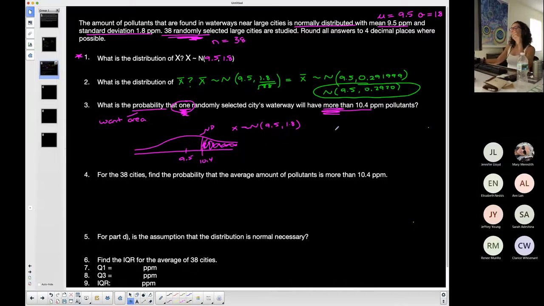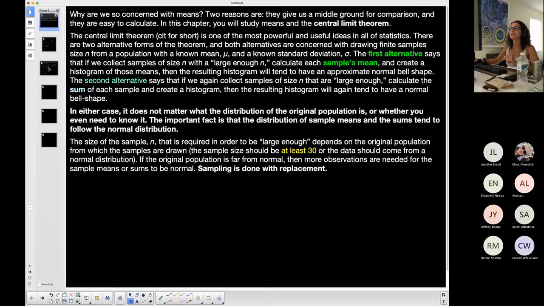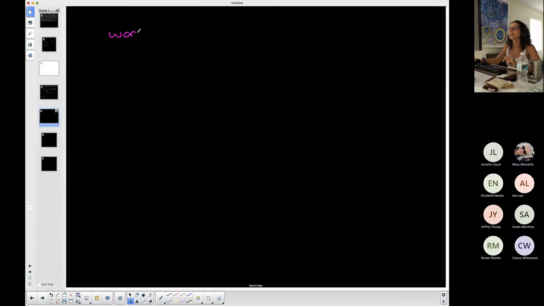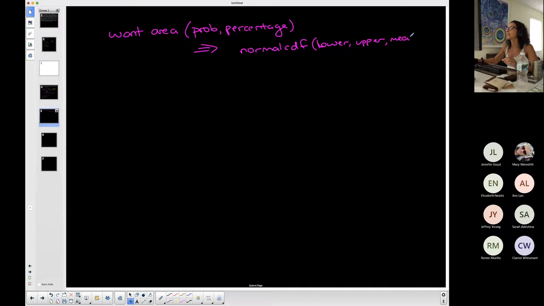So when I want area, actually, I guess I'll write that in the notes too, okay? So refresh. If I want area, which is the same thing as probability or percentage, if you're asked for percentage, if you're asked for probability, that means you want area. You could be directly asked for area too, but then you use normal CDF. Normal CDF is area. That's going to give you area. And then you bound it, right? Lower bound, upper bound, and then mean, and then standard deviation. And I'll show you on standard deviation. I ran out of space. I'll show you on both calculator things.